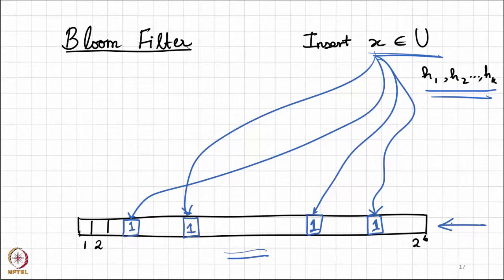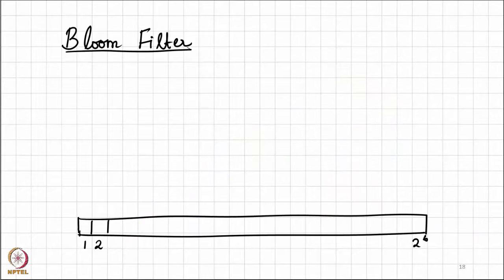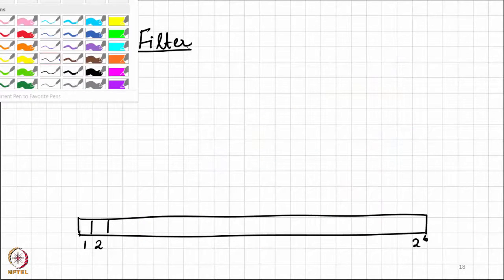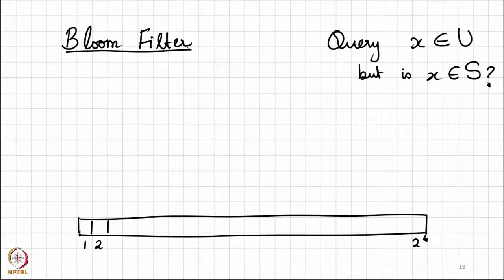Now, this is how the insertion takes place. Now let's see how we would do a query. When we want to query an item, we're given an item x, which is drawn from the universe, and we want to find out if that item is actually in the set S that is currently stored in the Bloom filter.